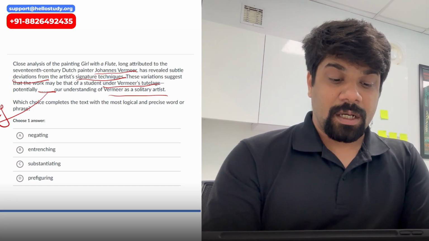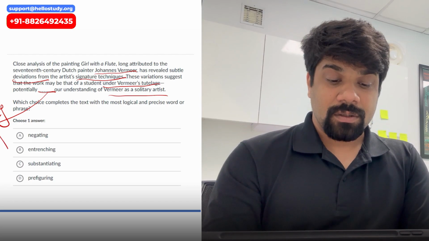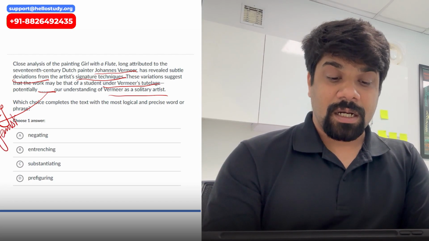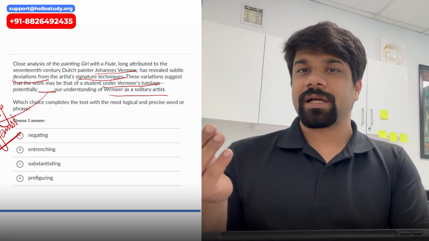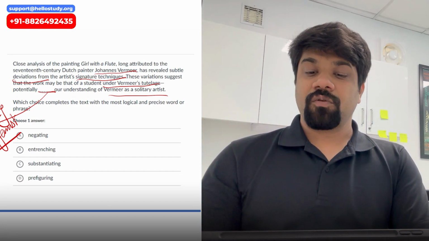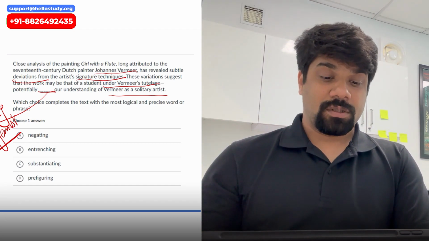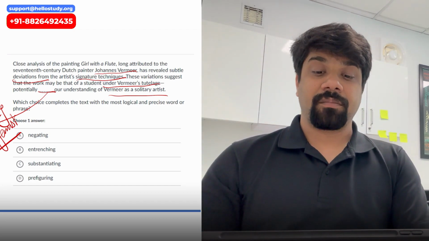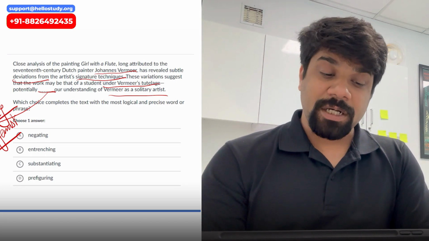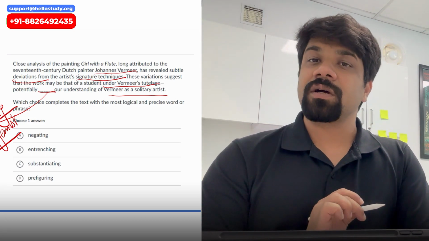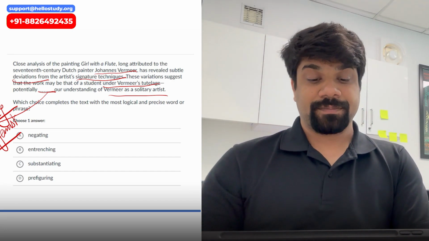or going against our understanding that he was a solitary artist. He was not a solitary artist. Certainly, Vermeer's student was there involved, a man behind the painting. So, contradicting or going against, we're certainly looking for a negative word to fill this blank.